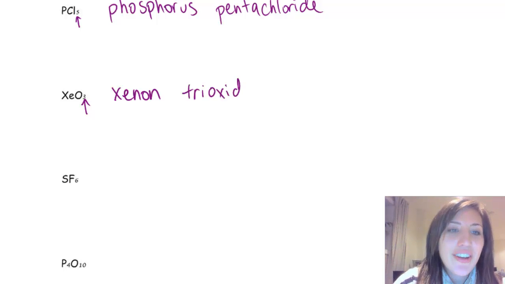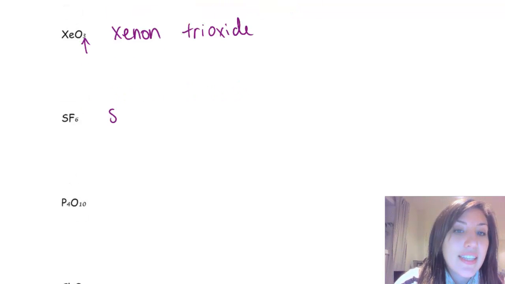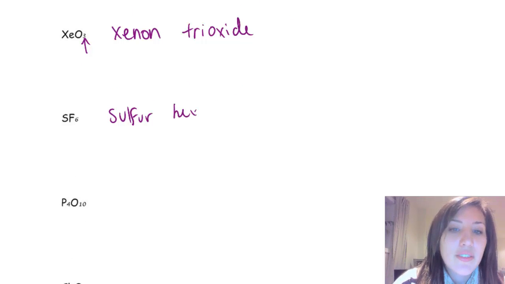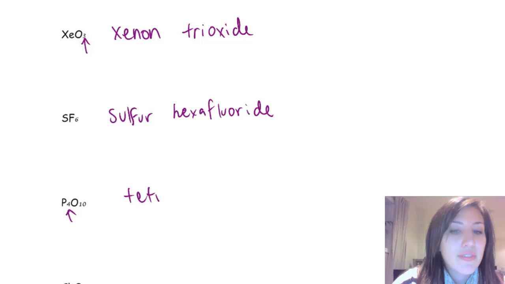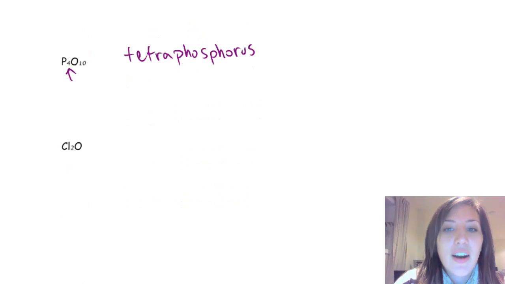All right, let's try another. Sulfur. And 6 is hexa. Fluoride. Here we have 4 P's, so we're going to say tetra. Phosphorus. And now 10 stands for deca. Oxide.